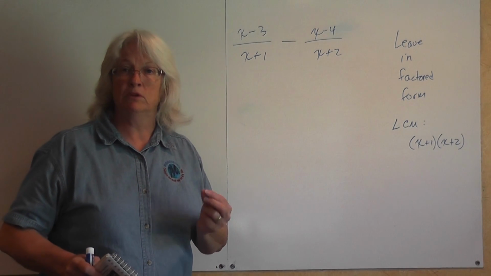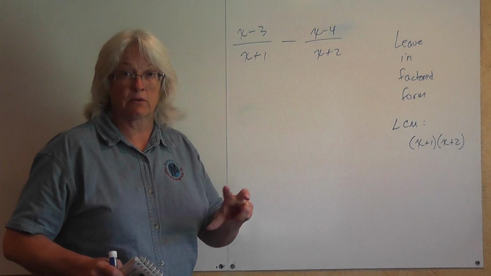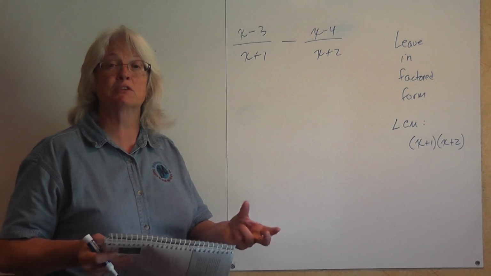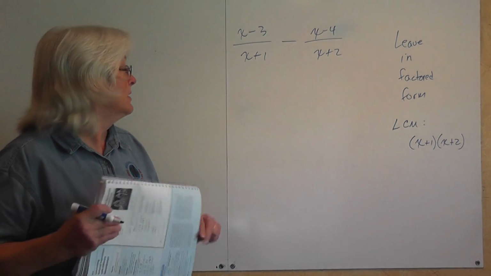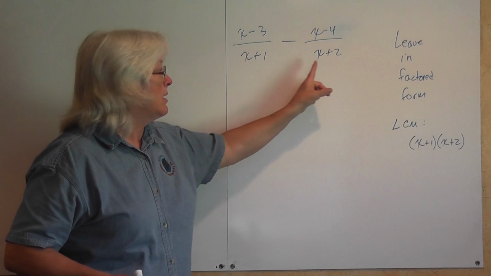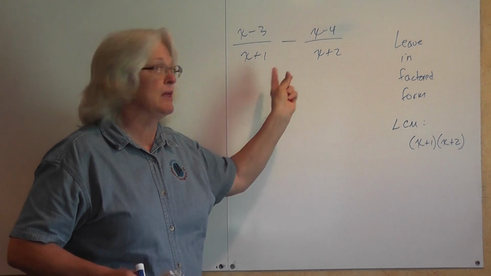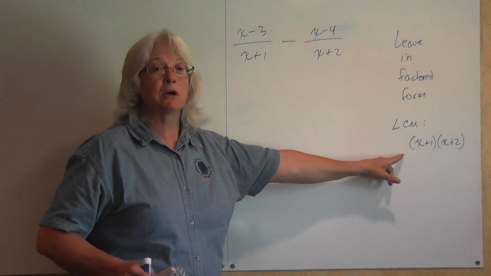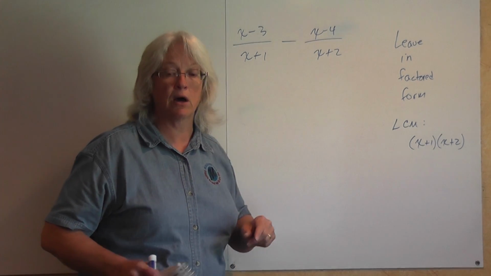Just as you know, when you add or subtract fractions with different denominators, you have to rename those fractions so that you have a common denominator. Same thing here when we have rational expressions. If the denominators are different, you have to rename them so that you have the common denominator. And our least common multiple is our common denominator.